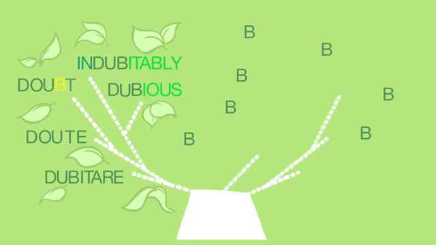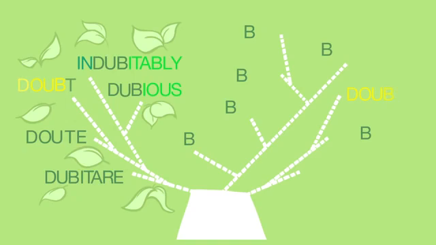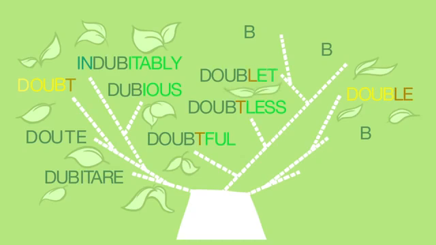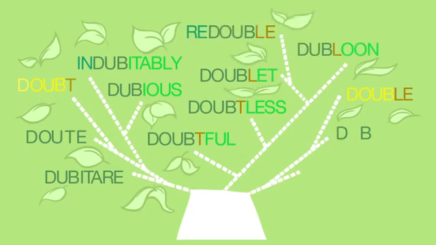If we look even deeper, we can see beyond the shadow of a doubt just how revealing that B can be. There are only two base words in all of English that have the letters D, O, U, B. One is doubt, and the other is double. We can build lots of other words on each of these bases, like doubtful and doubtless, or doublet and redouble and doubloon.